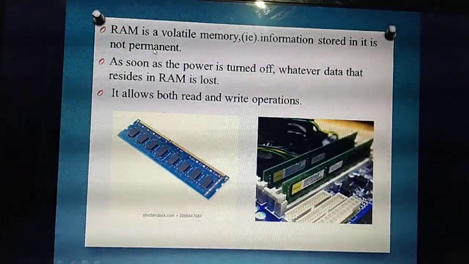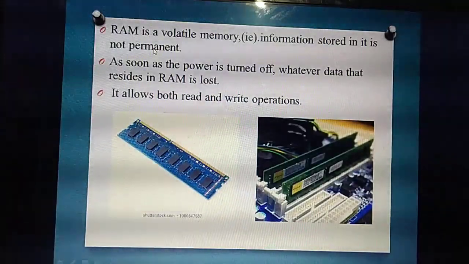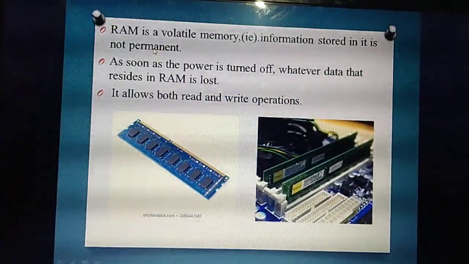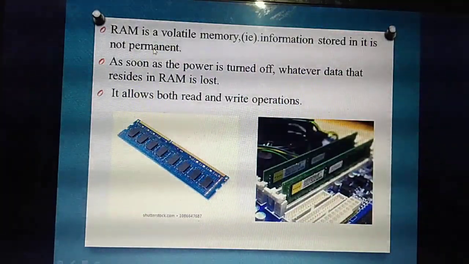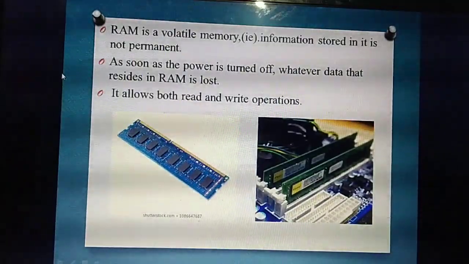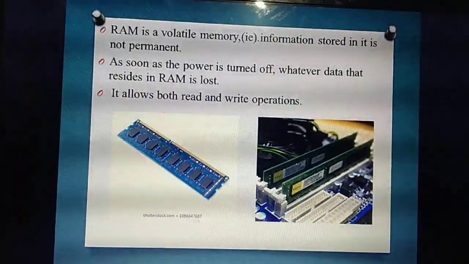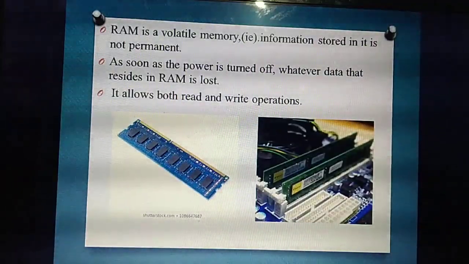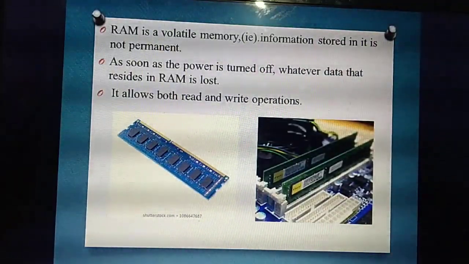What do you mean by volatile? Volatile means the information stored is not permanent. What's the difference between permanent and temporary? Permanent means the data you are storing will stay stored, so anytime you check, the data will be there. But for example, if you store something in the RAM, after completing your work you switch off the computer. Next time you switch on the computer, those things are not available in the RAM. Why? It is a temporary storage device, a volatile memory.